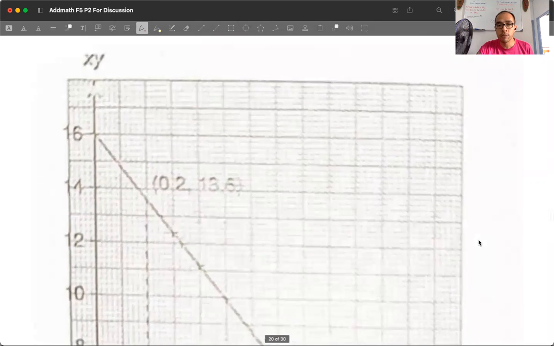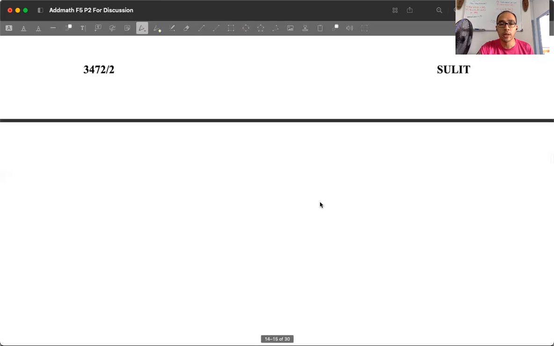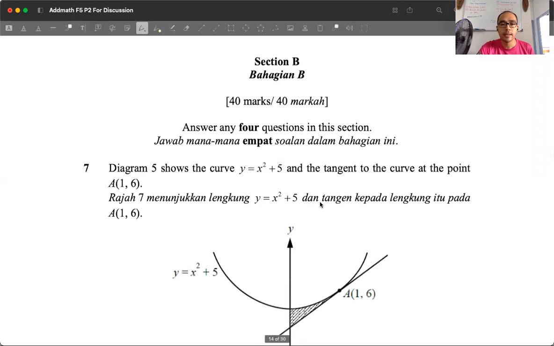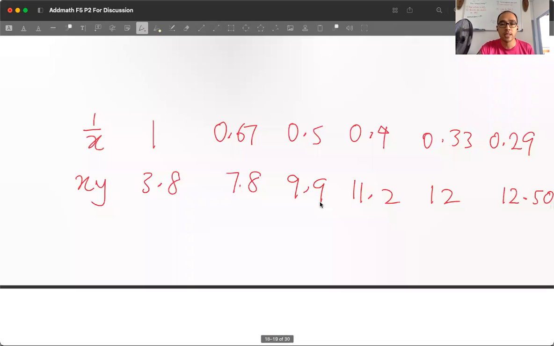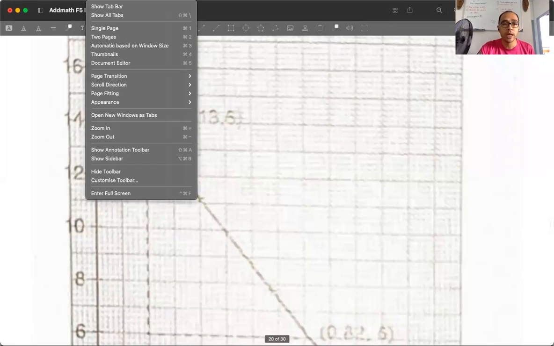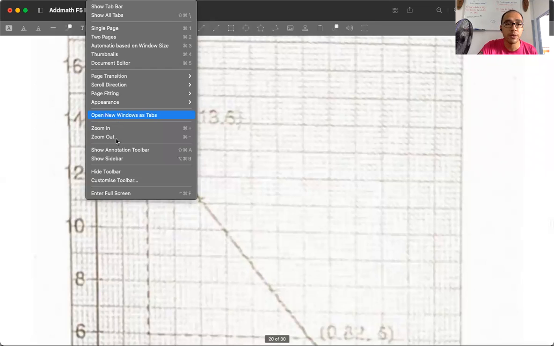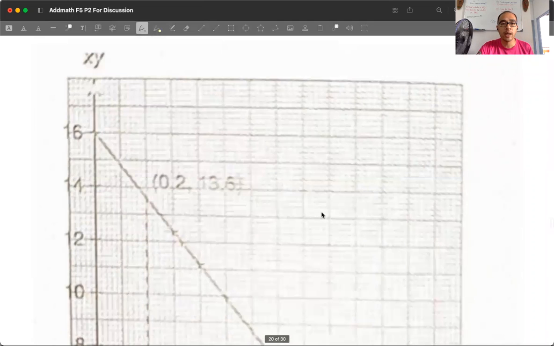And after you plot, this is the graph that you should get. Oh, if only I can zoom out. Hold on. Now I realize the shortcoming of this question. This is how the graph would look like. I can't zoom out anymore. This is the maximum I can zoom out. So this is how the graph will look like.